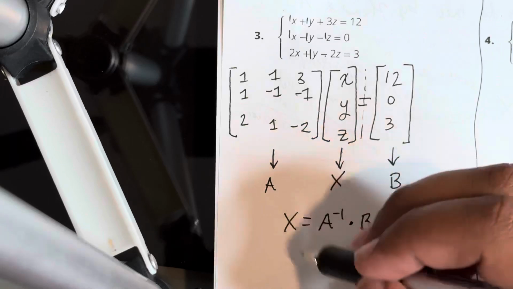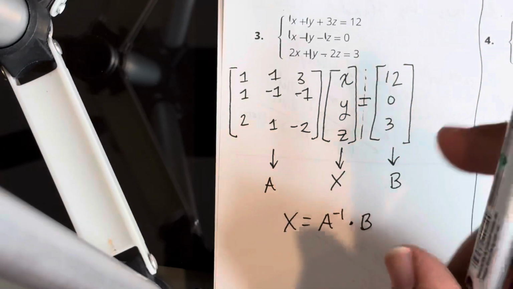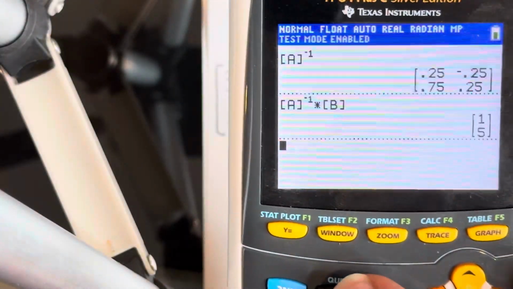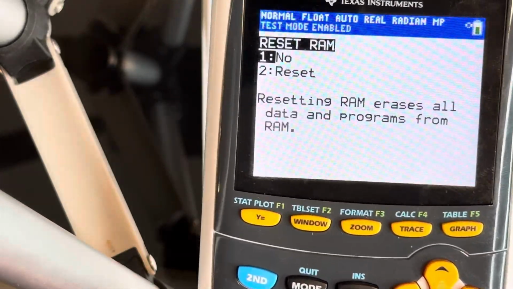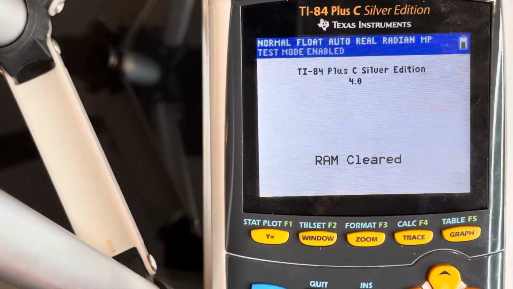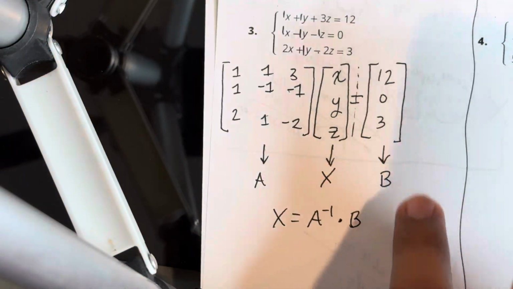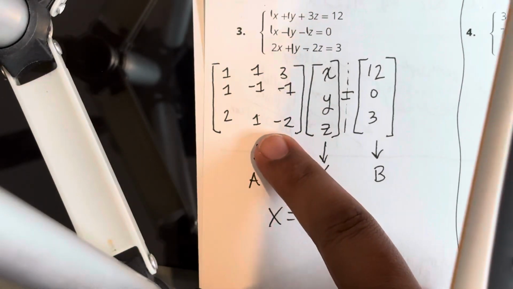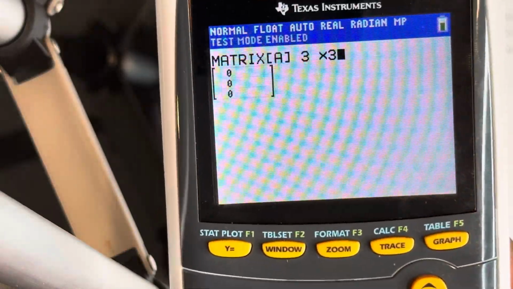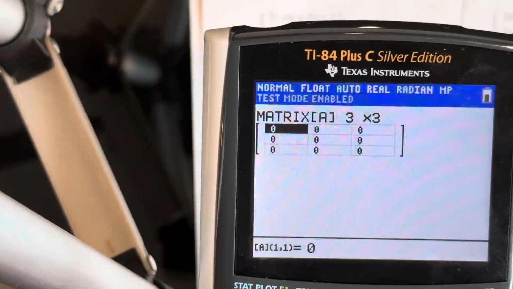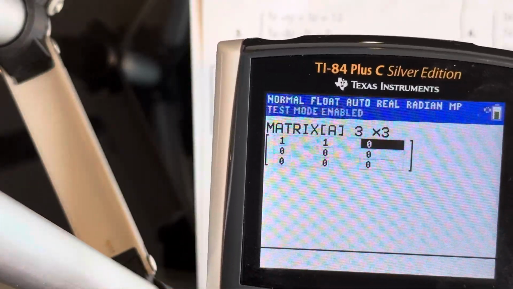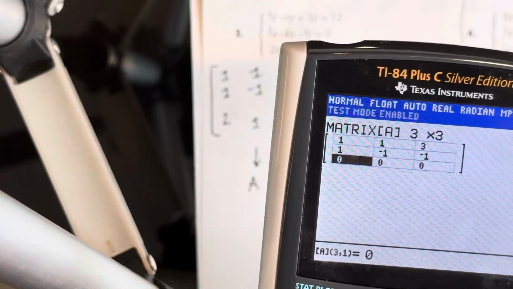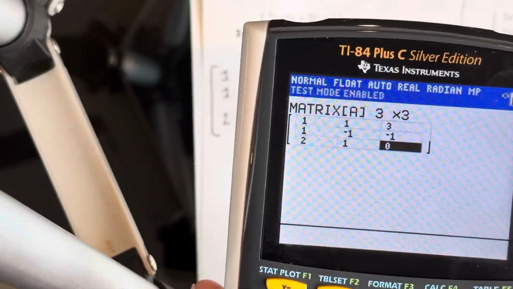You can show all your work if you want to. I would love that, but that's okay. I'm just going to do it all in the calculator real fast. Reset, just so I don't have to deal with all that mess. Okay, going to input A matrix and B matrix. Second matrix, edit A. A is a 3 by 3. So we're going to do 1, 1, 3, 1, negative 1, negative 1, 2, 1, negative 2, perfect.